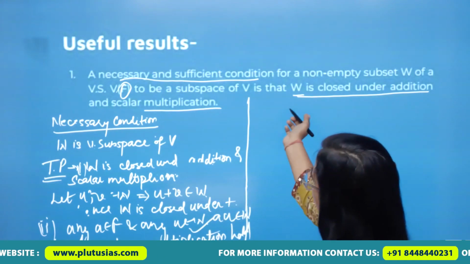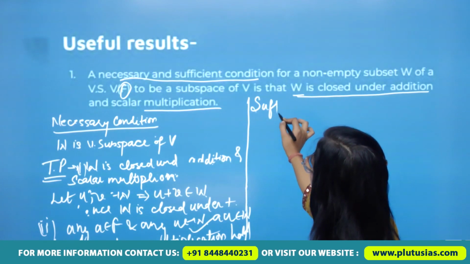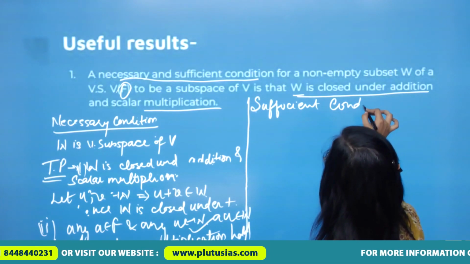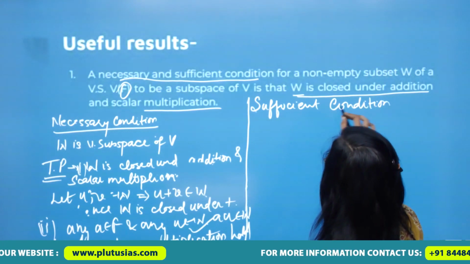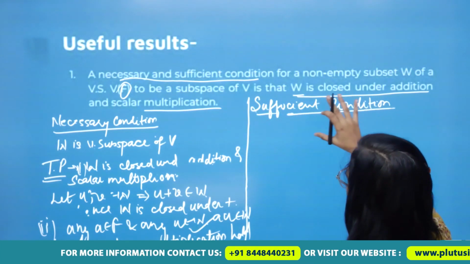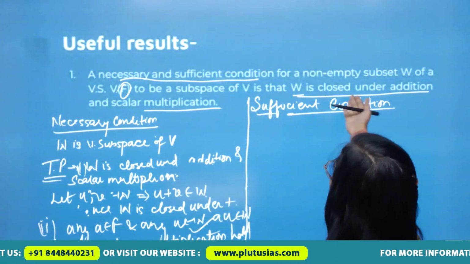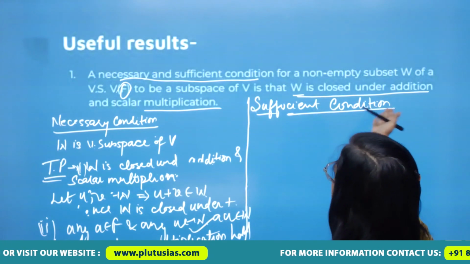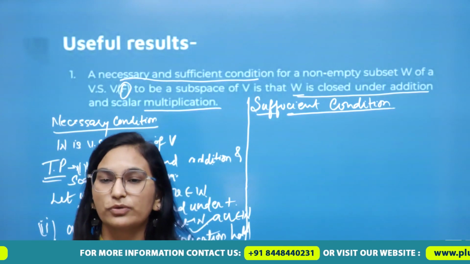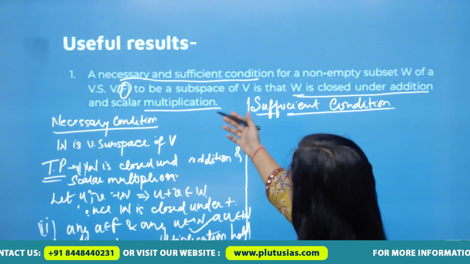Second, we will take another side. What is the other side? We will write it as the sufficient condition. In the sufficient condition, we are provided that W is closed under addition and it is closed under scalar multiplication. But in mathematics, we can't use these statements as they are. We need the mathematical formulation of this to prove our result, that second we have to prove that it is a vector space. So we'll write it mathematically.